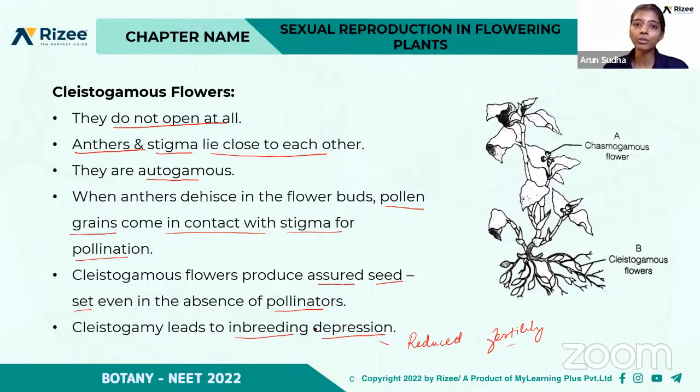So as autocleistogamous plants, they do not open at all. So the only possible mode of pollination is autogamous. Here the anthers and stigma lie close to each other. When the anthers dehisce, the pollen grains come in contact with the stigma, and as a result, the pollination happens. But the disadvantage is it leads to inbreeding depression as the fertilization is occurring within the flower, right? And there is no need of pollinators in the case of cleistogamous flowers.